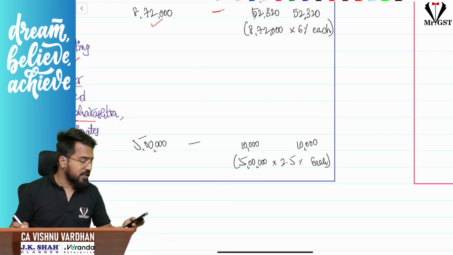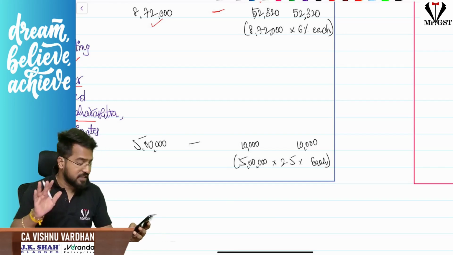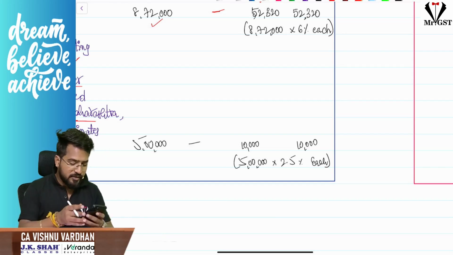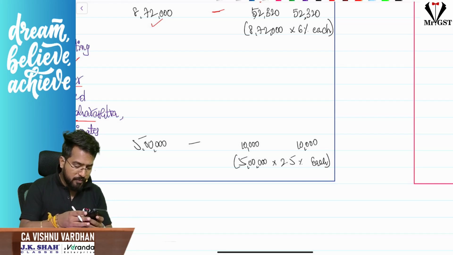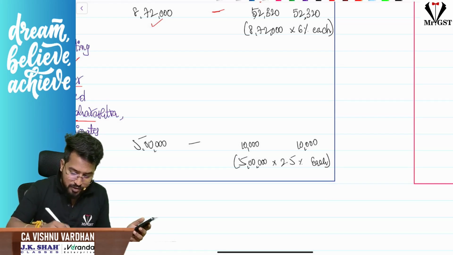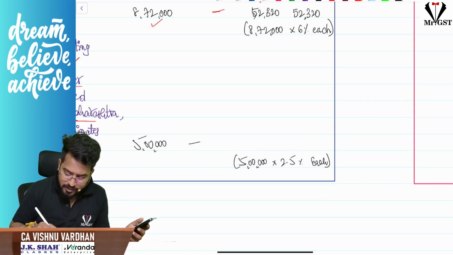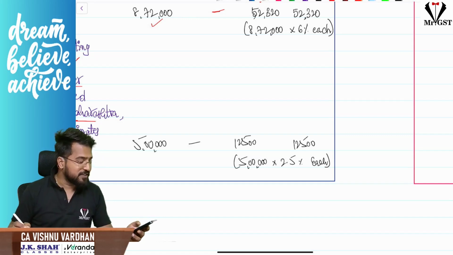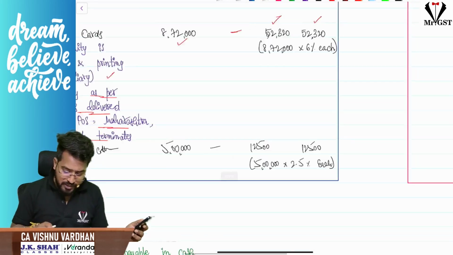Guys, I'm writing very fast, so don't misunderstand my handwriting. It is just to save your time; I want to complete the video as early as possible. So 12,500, sorry. I think I should buy a calculator for recording purposes in the studio. Right, 12,500, 12,500. Third one is over.